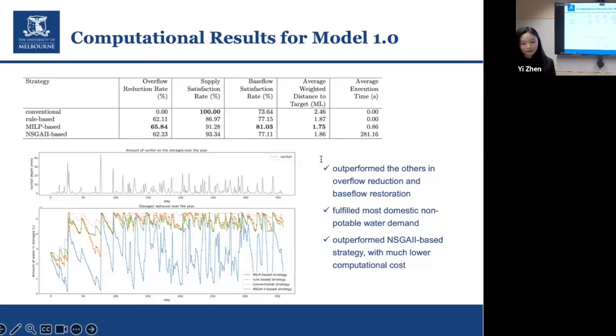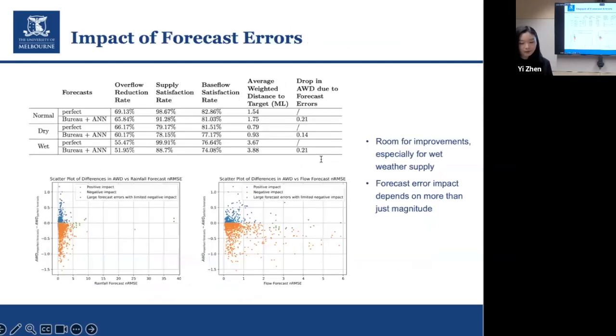So that's pretty good results. That shows that we have made some progress. So we move on to analyze the impact of forecast errors on our strategy. As we are doing optimization based on streamflow and rainfall forecasts, we are interested in seeing how the forecast accuracy affects the system performance and whether our strategy could be further improved to handle the forecast errors more effectively.